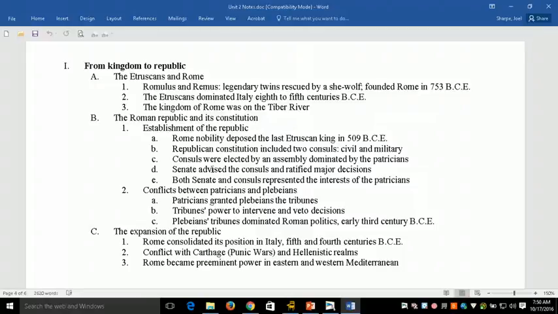And so the consuls were elected by the assembly, the Senate advised the consuls and ratified major decisions. So it was very similar to like our legislative body and executive body, you know, between the president and the Congress. Now, because of all of this, the Senate and the consuls represented the interests of the patricians, and the plebeians were not allowed to be a part of it, well, this is going to cause conflicts between the patricians and the plebeians, all right? Almost to the point of essentially a civil war, right?